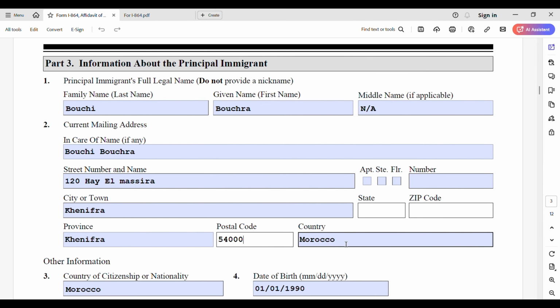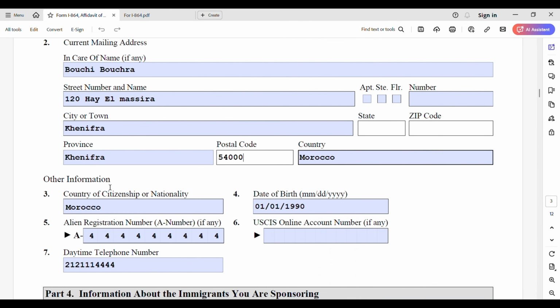Country, it's Morocco. Now let's go to other information. Question number 3, country of citizenship or nationality, it's Morocco. Date of birth, format month, day and year, is January 1st, 1990.